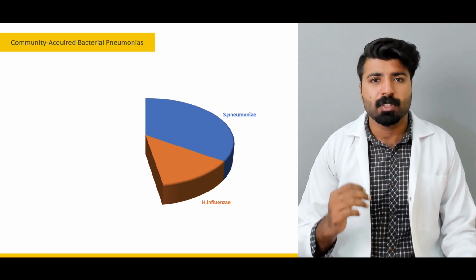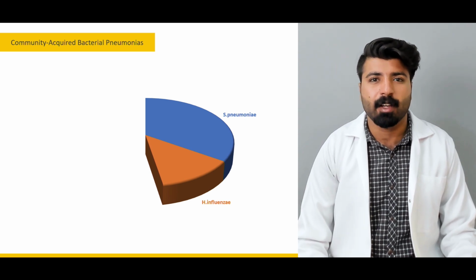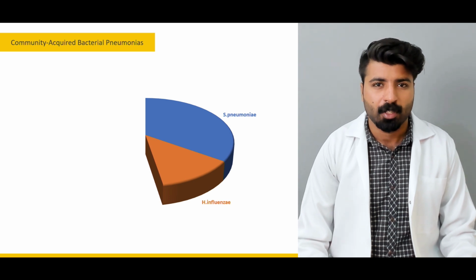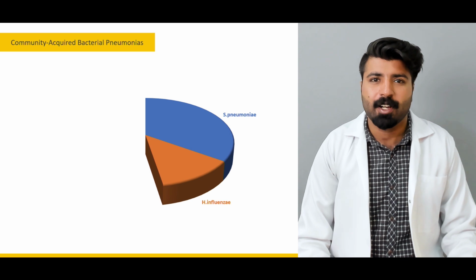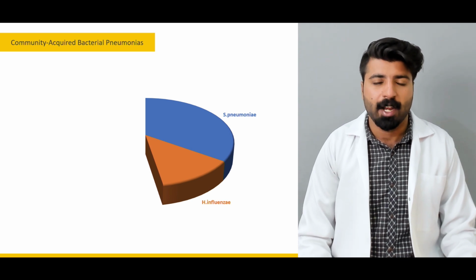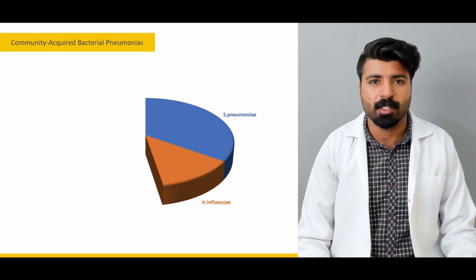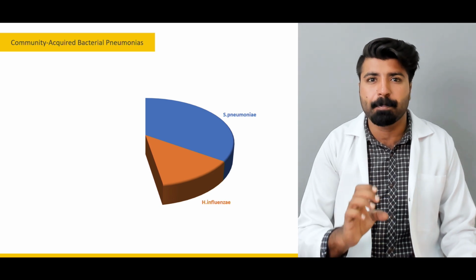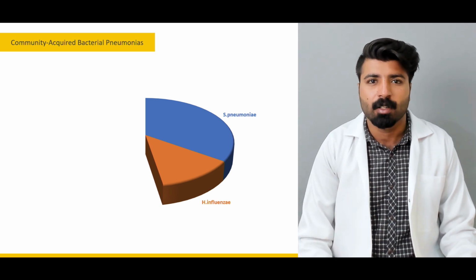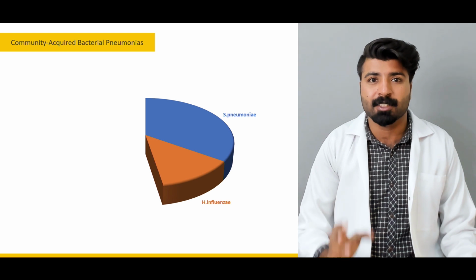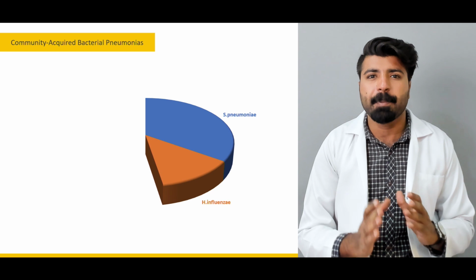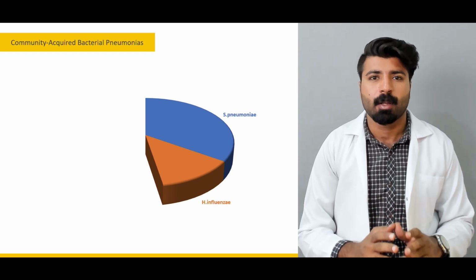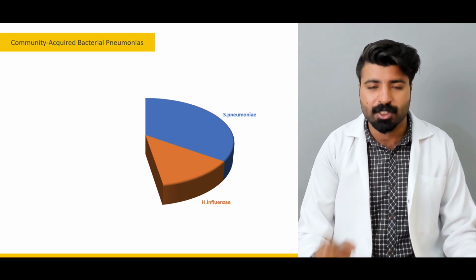Let me tell you, H. influenzae is a bacteria which is very opportunistic. It causes mostly secondary pneumonias. For example, a patient presents to you saying I have a sore throat and stuff, but that patient does not have pneumonia yet. But if that patient is exposed to H. influenzae, that patient is going to get pneumonia. It causes secondary pneumonia, so it's highly prevalent.